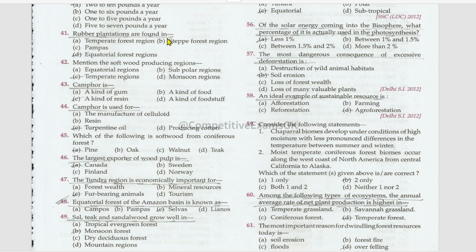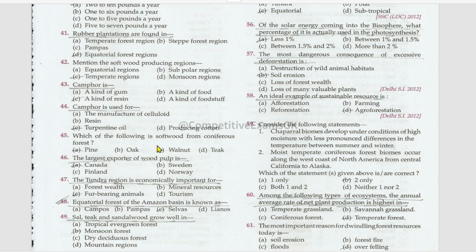Rubber plantations are found in equatorial forest regions. Mention the softwood producing regions. Those are temperate regions. Camphor is a kind of resin. Camphor is used for turpentine oil.